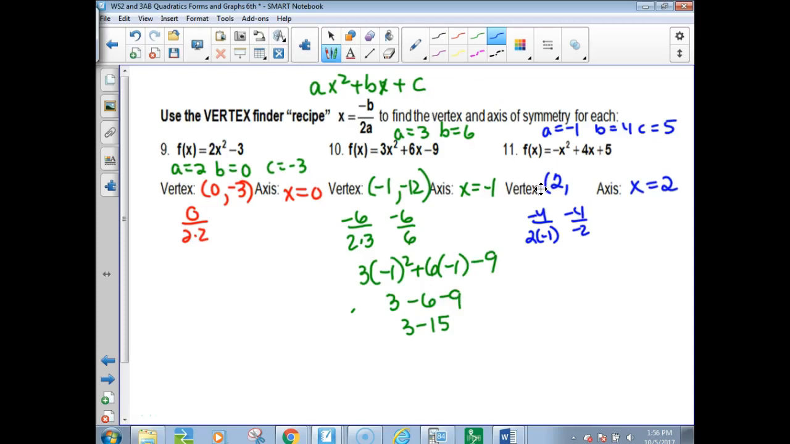We're finishing up number 11 on worksheet 2. This is 2A or B. I don't know why. To be or not to be? Oh, I got to say that.